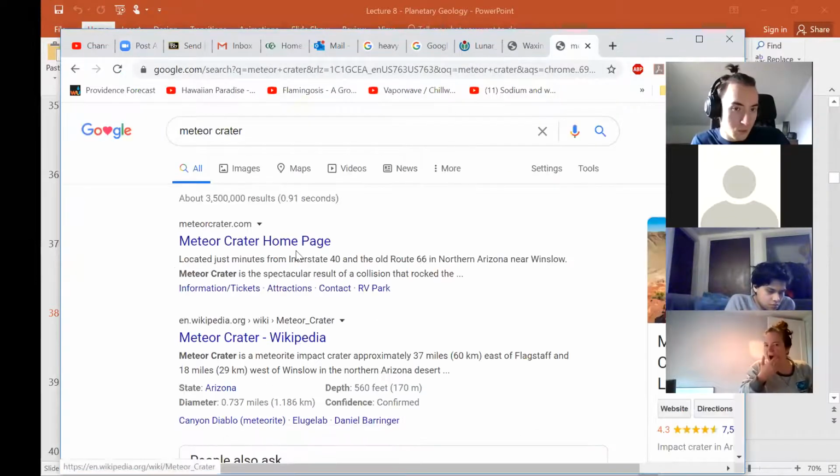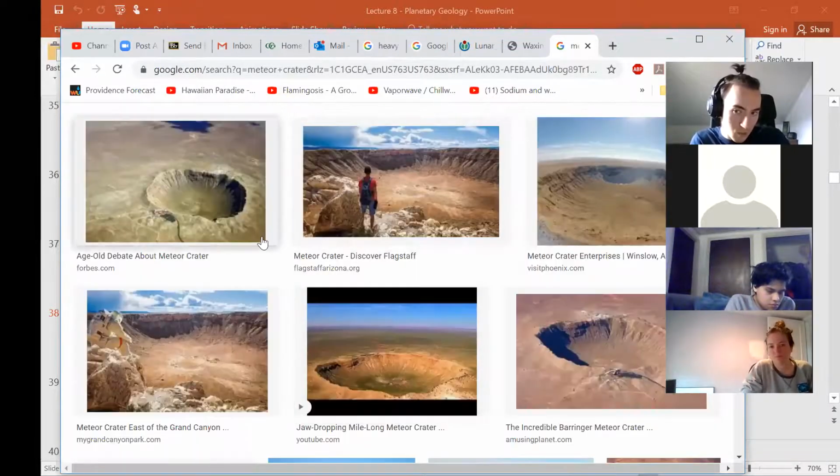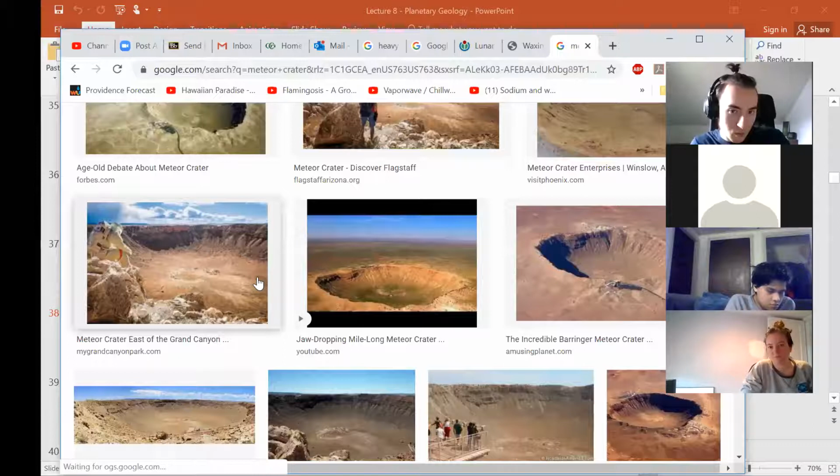And I want to show you a picture of this. Actually, it's on private property. It's owned on this dude ranch, and the crater is about 1 mile in diameter or so.